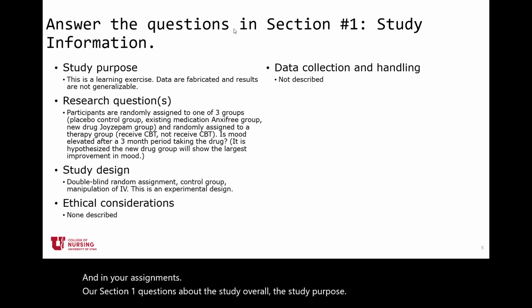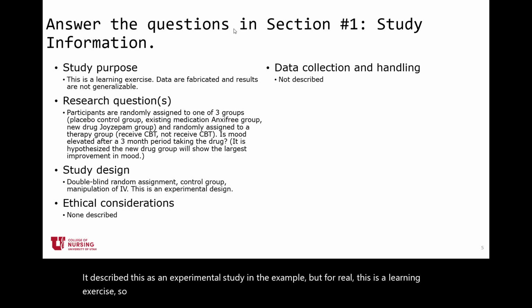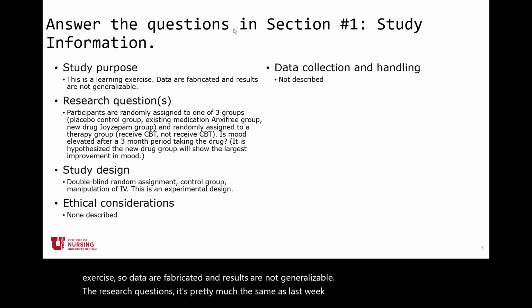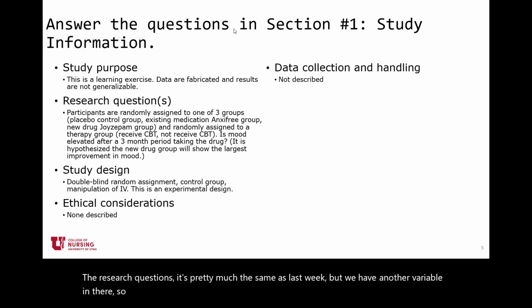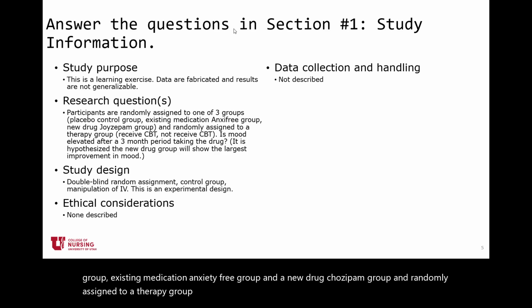It described that this is an experimental study in the example, but for real, this is a learning exercise, so data are fabricated and results are not generalizable. The research question is pretty much the same as last week, but we have another variable in there. So participants are randomly assigned to one of three groups: placebo control group, existing medication anxifree group, and a new drug joyzepam group, and randomly assigned to a therapy group: receive CBT and not receive CBT.